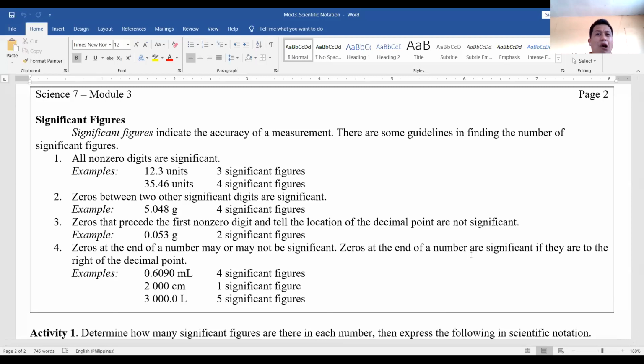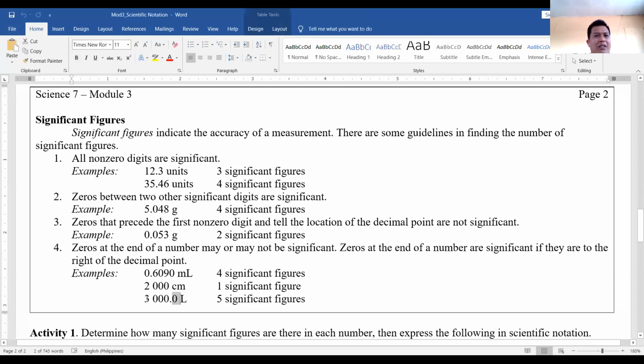Zeros at the end of a number. The number emphasized by this rule is a significant number. Again, zeros to the right of a significant number, which is also to the right of a decimal point, are significant. So compare the examples 2000 and 3000.0.